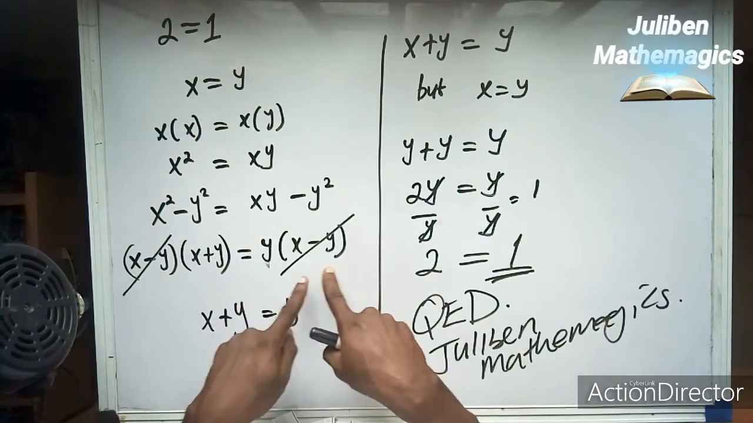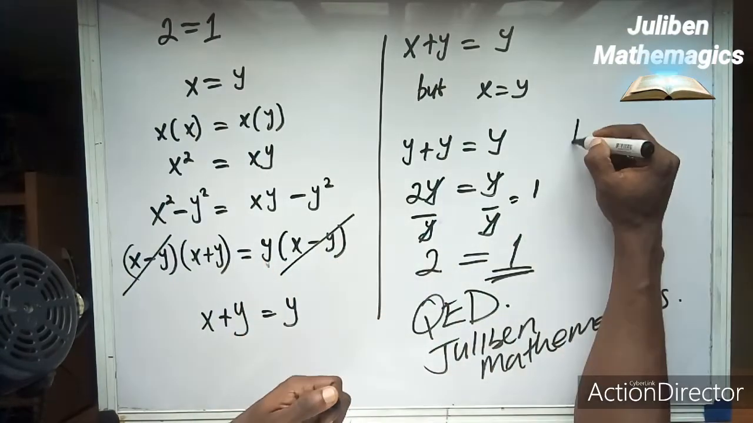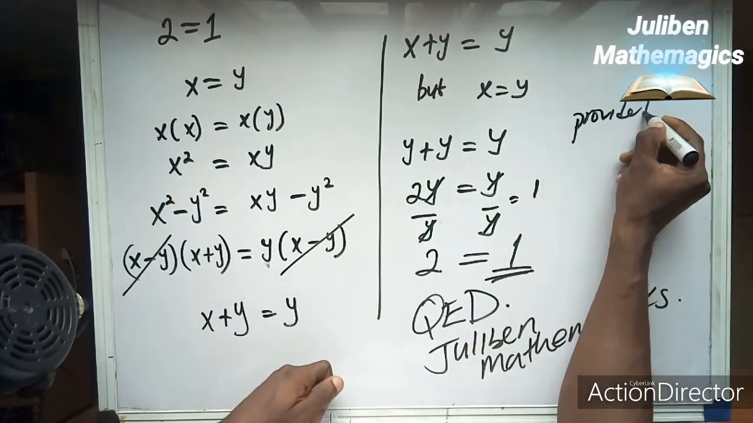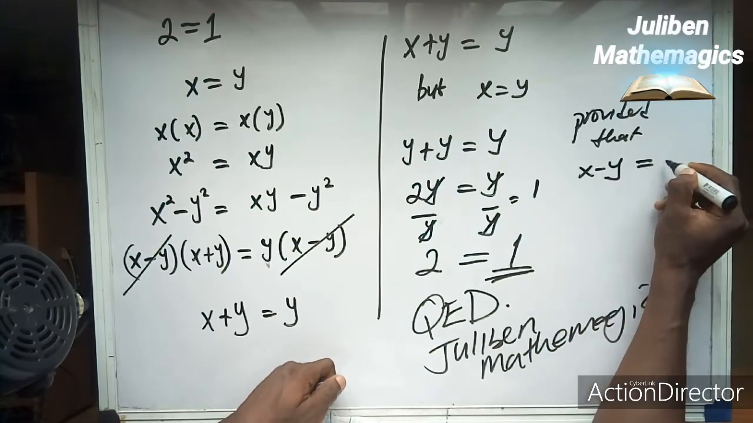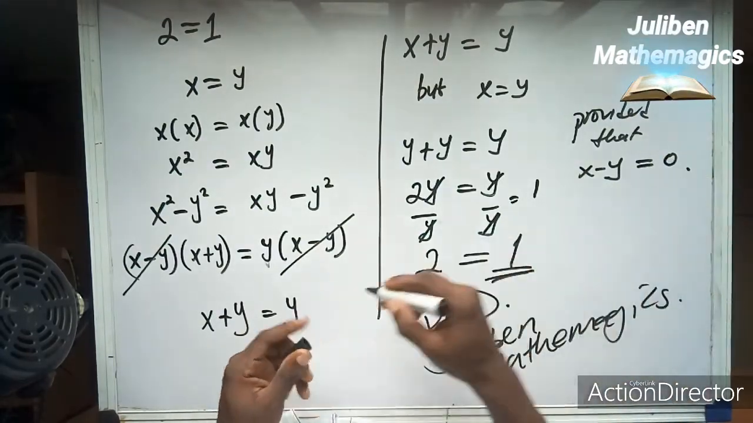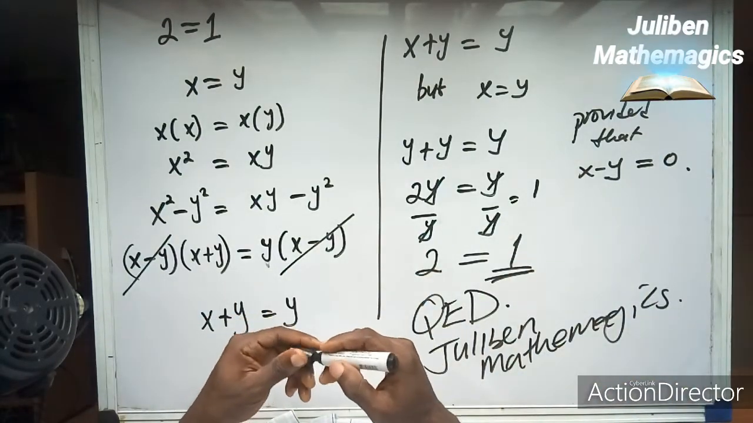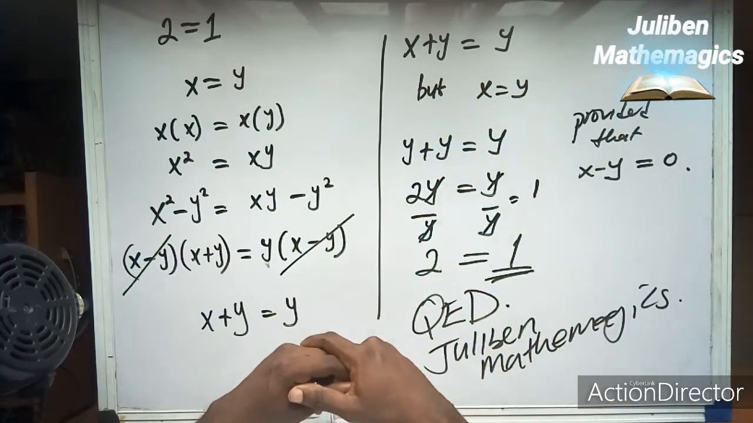Look at this point. This cancellation can only hold provided that x minus y is not equal to 0. So long as it is not equal to 0, you cannot cancel. And that is where the magic gets its base.